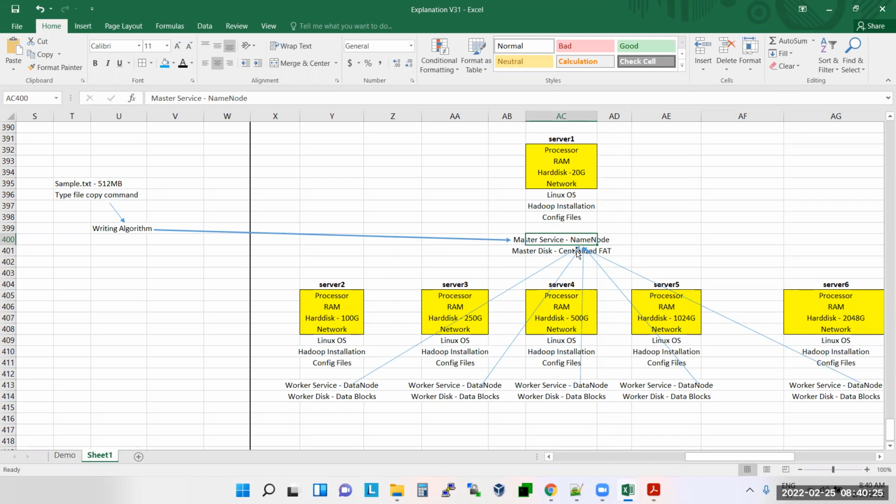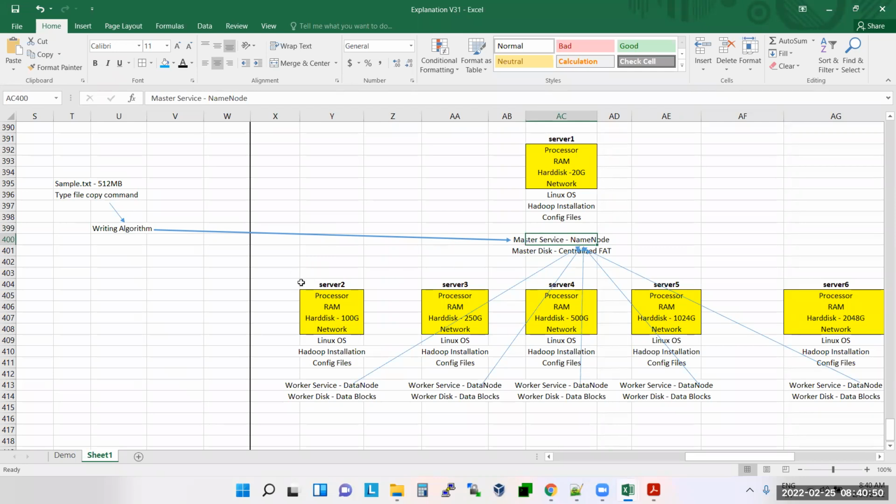Understood? Understood, guys? How much free space I have with me, that's the information. Each data node will send it to the name node. So the name node will have the information about who has more free space, right? Yes, sir. Correct. Now the writing algorithm will approach.